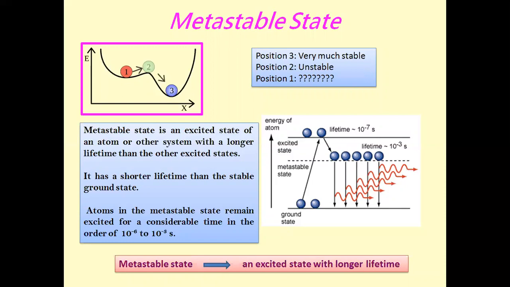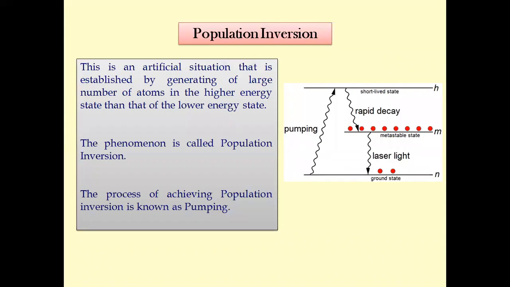Here we should learn the term population inversion. This is an artificial situation that is established by generating a large number of atoms in the higher state than that of the lower energy state. This phenomenon is known as population inversion. The process of achieving population inversion is known as pumping.